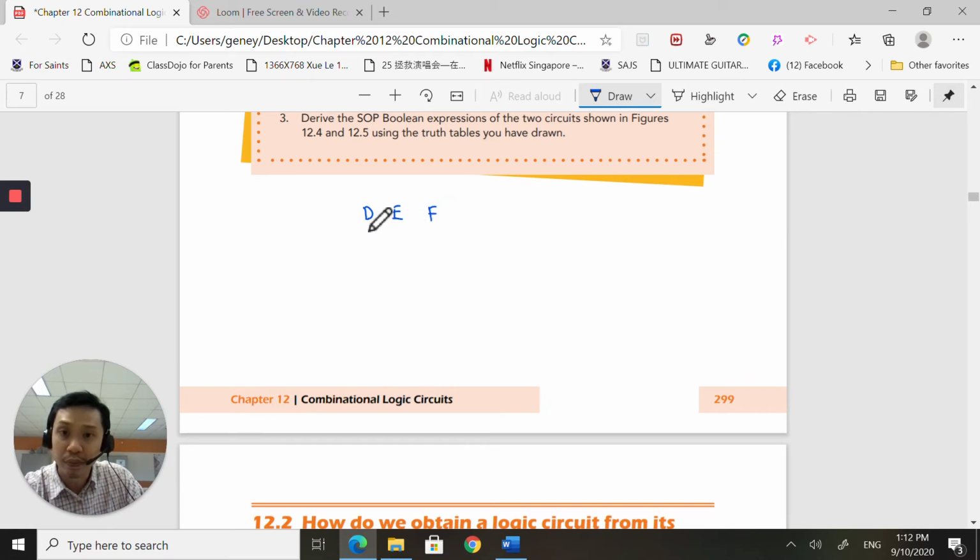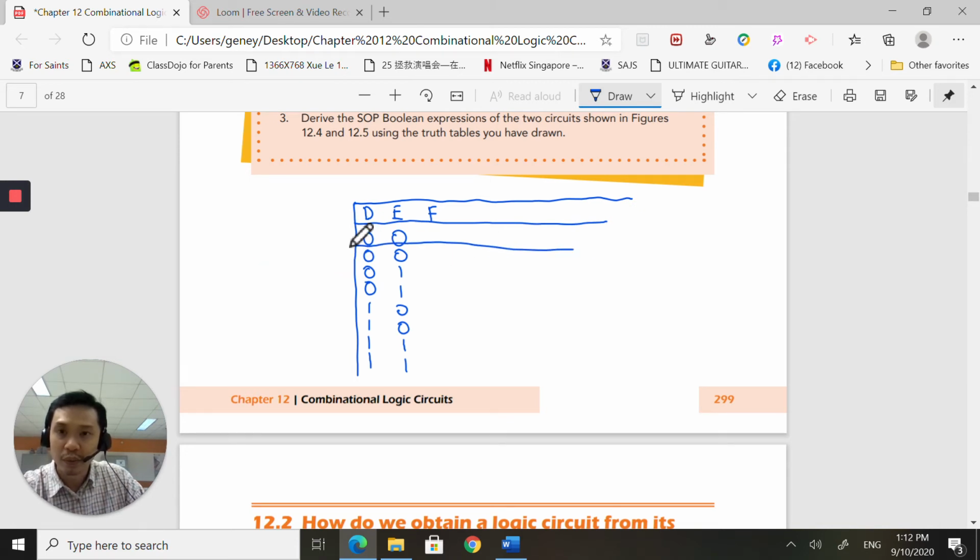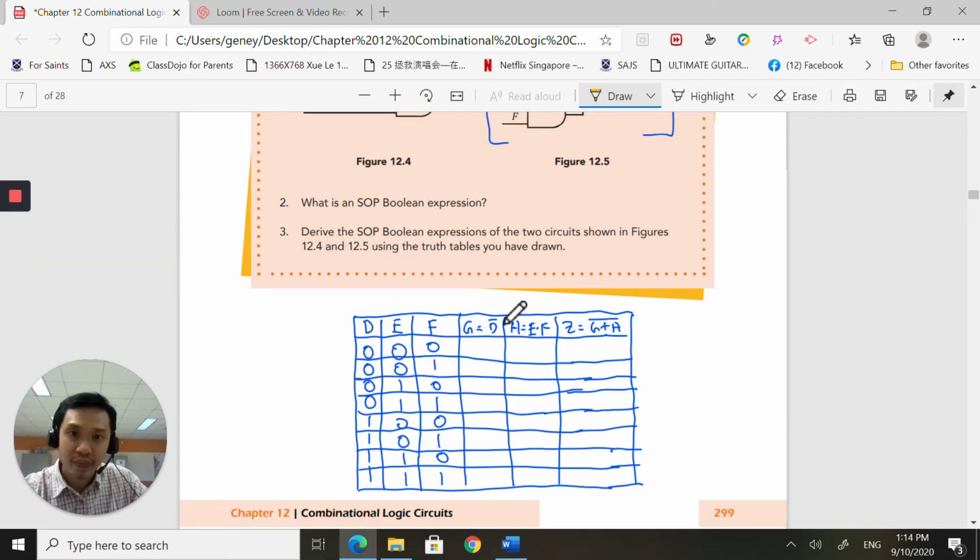So let's draw a D, E, F. And remember, with three inputs, you need a 0, 0, 0, 0, 1, 1, 1, 1. 0, 0, 1, 1, 0, 0, 1, 1. I'm going to draw some lines to help guide, so it'll be neater. All right. Tell you what, let me pause the video here and then let me finish drawing the lines first. Okay, so excuse the untidy table. When you draw this, please use a ruler and a pencil.